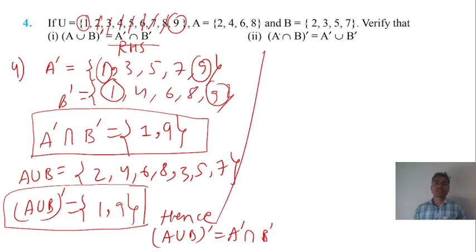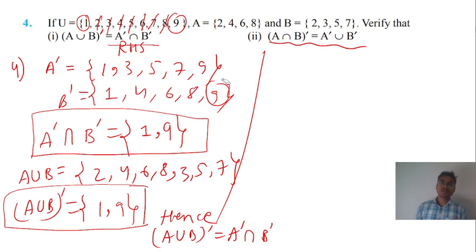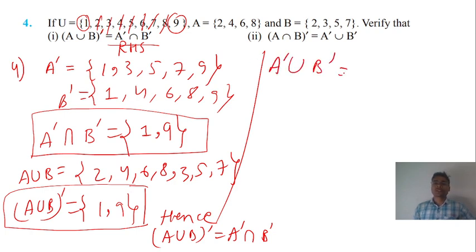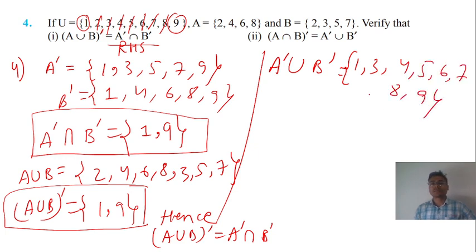So we proved this. Now we will have to prove this. For proving this, we have to find A intersection B whole complement equals A dash union B dash. So we already found A dash and B dash. So what we will do? We will do A dash union B dash. For writing A dash union B dash, we will have to combine all the elements of A dash and B dash. Okay, writing 1, 3, 4, 5, 6, 7, 8, 9. So these are all the elements in A dash and B dash together. Now we will have to do A intersection B and then complement it.